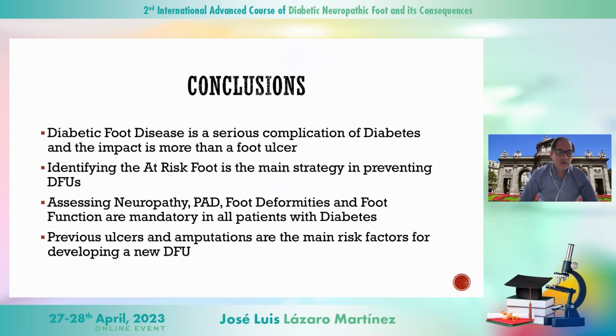So in conclusion, remember that diabetic foot disease is a serious complication of diabetes. The most important factor is the development of foot ulcer. Identifying the risk foot is the main strategy for preventing diabetic foot ulceration. Remember, it's very important to assess neuropathy, peripheral artery disease, foot deformities and foot function. And remember that obviously previous history of ulcer or amputation are the main risk factors for developing diabetic foot ulcer.